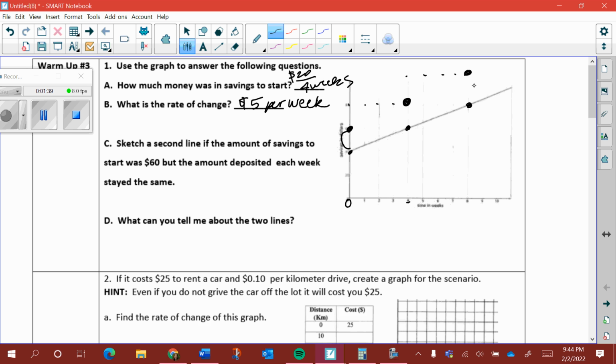What can you tell me about the 2 lines? So you tell me, what can you tell me about those 2 lines? Oops, that's not a very good line. There we go.